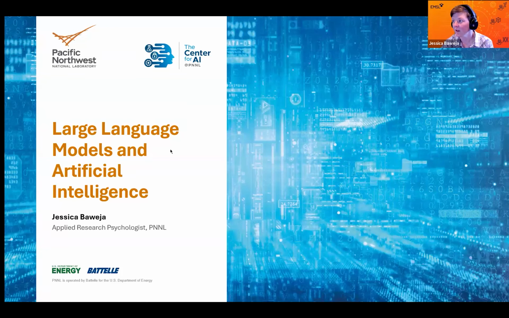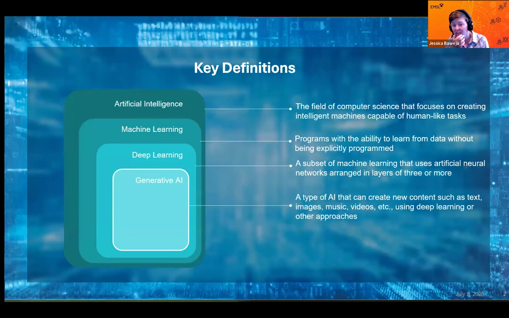Okay, so starting out with just some key definitions here. This is the landscape of terms that we hear about in the world of artificial intelligence. Artificial intelligence, no surprise, is really the broadest term. It's the field of computer science that's devoted to creating machines that can perform human-like tasks. So it's a really big bucket of anything that looks like a human could do it, but instead it's a machine.